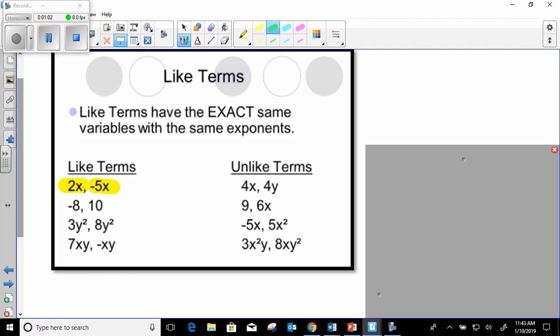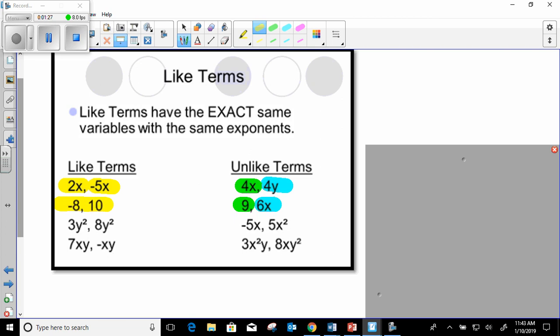If you notice this 4x and a 4y, they are unlike terms because the first one has the variable x, whereas the second one has a y. So those are not like terms. Again, here you have a 6x, but over here you have a 9. Notice that on this side you have a negative 8 and 10, so you can combine those.